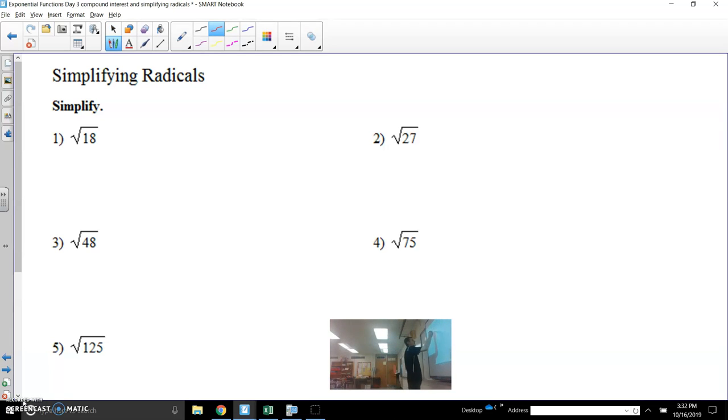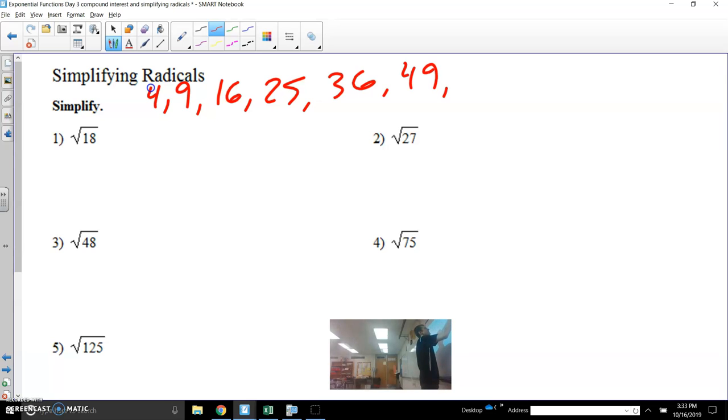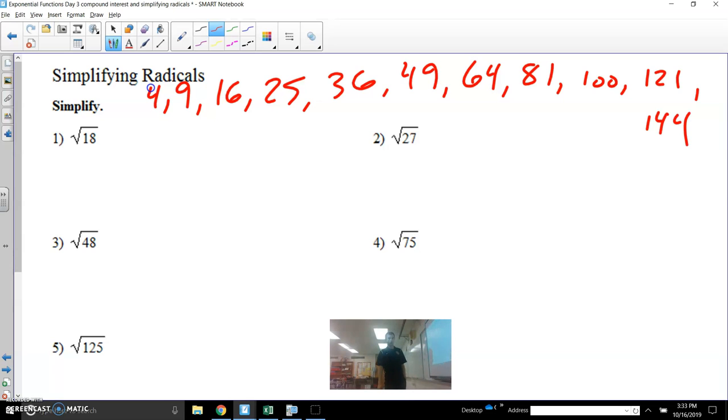Remember, when you're simplifying radicals, it's important to keep in mind all of the immediate perfect squares. This makes the process much simpler if these are memorized. If these are not memorized, then it will be slightly more difficult.